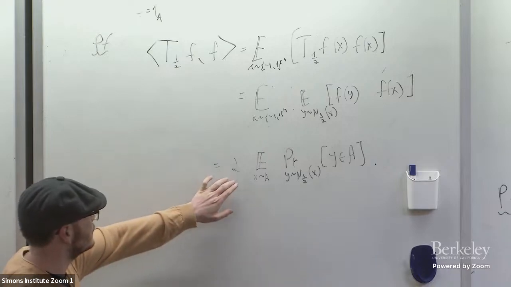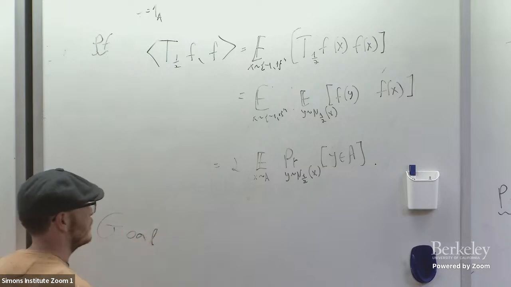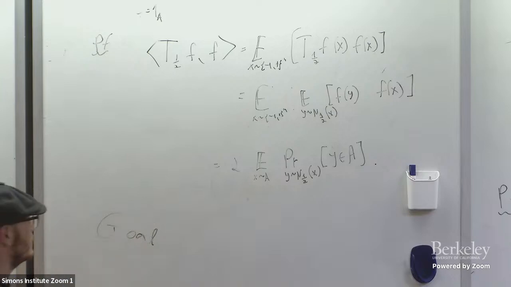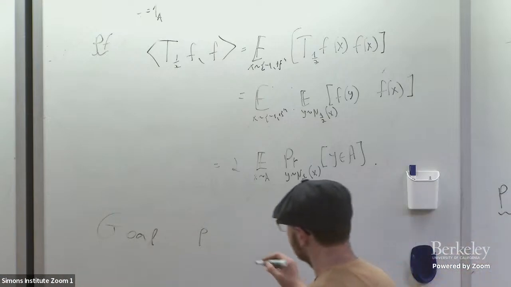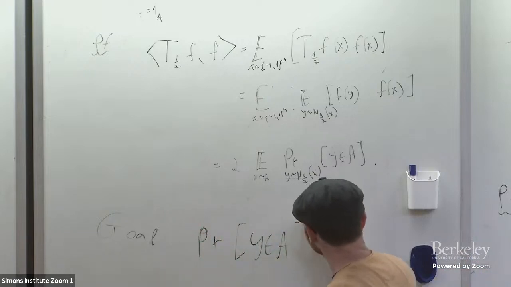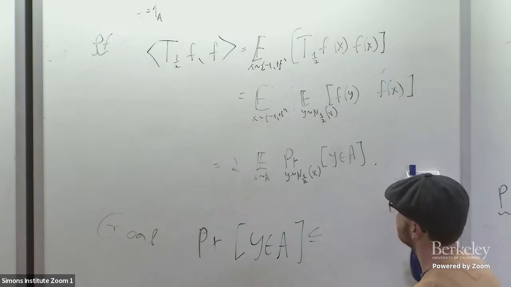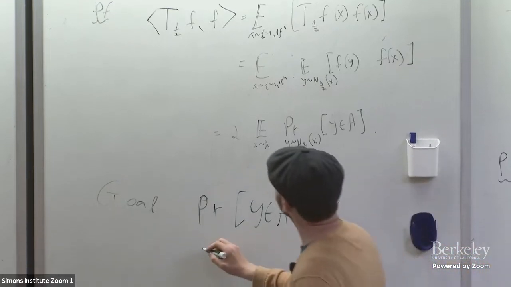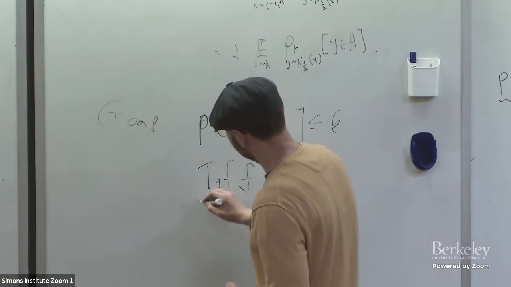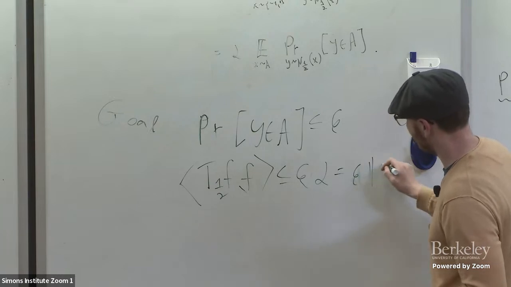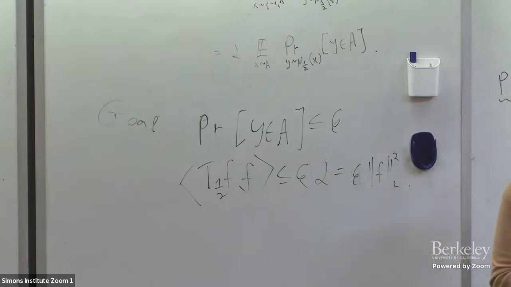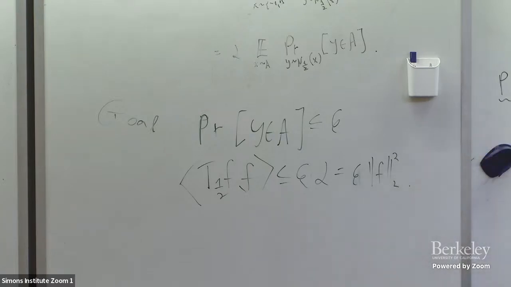And what we want to show, basically our goal, is that this part is little o of 1. The goal is to upper bound it. The goal is to show that the probability that y is in A is at most epsilon. Alternatively, this is to show that the inner product is at most epsilon times alpha, which is epsilon times the 2 norm of f squared. Don't learn from my mistakes.